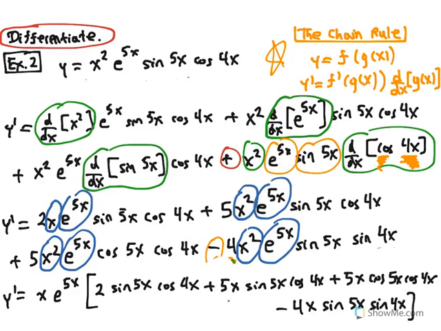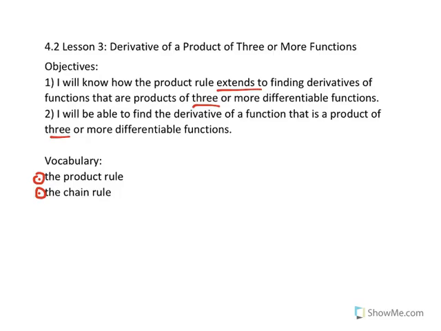So that is the derivative of the function that we had. Y is equal to x squared times e to the 5x times sine of 5x times cosine of 4x. In this lesson, we were able to extend the product rule to find the derivatives of functions that are products of 3 or more differentiable functions, and we saw a couple of examples.